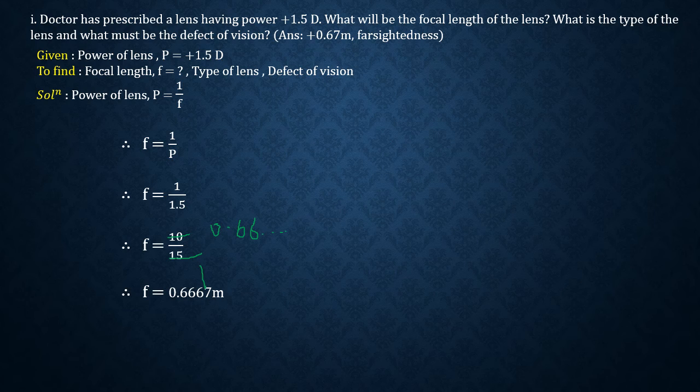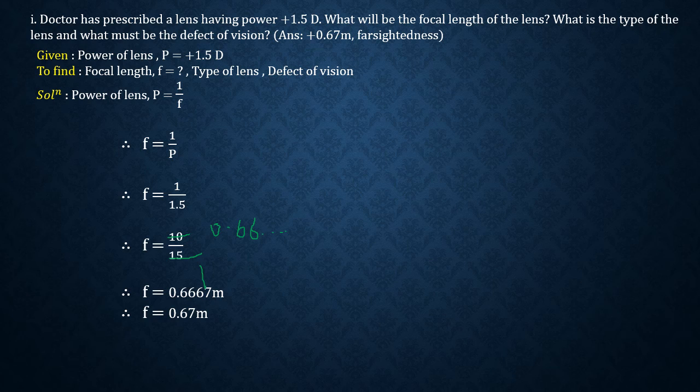So by approximation you can say it is 0.667, and with further approximation we see f is equal to 0.67 meter. As you know, when the next decimal digit is 5 or more than 5, we remove that and increase the earlier one by 1. So this 7 is removed and this 6 becomes 7, so it is 0.67 meter.